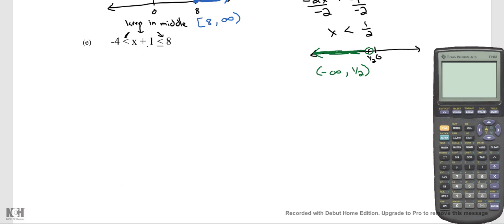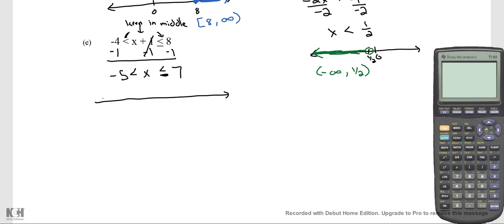So I want to get rid of the plus 1, so I'm going to subtract 1. But that means I need to subtract 1 from every other part of this inequality. Since I have two inequality symbols, that means there's two more pieces to this, the far left-hand side and the far right-hand side. That gets rid of the plus 1 in the middle, so I'm left with just the x. Negative 4 minus 1 is negative 5. 8 minus 1 is 7. Now what that says is x is between negative 5 and 7. Include the 7 since we have an inequality symbol there that has an or equal to on it.